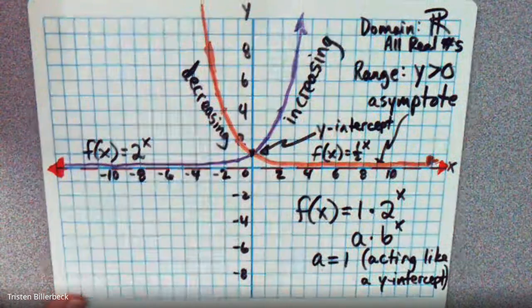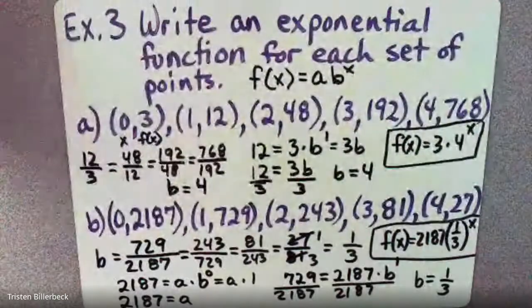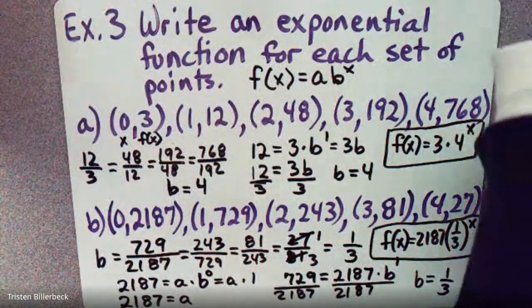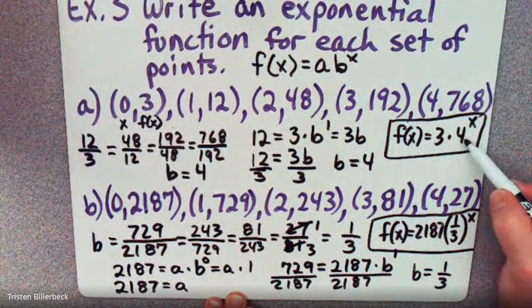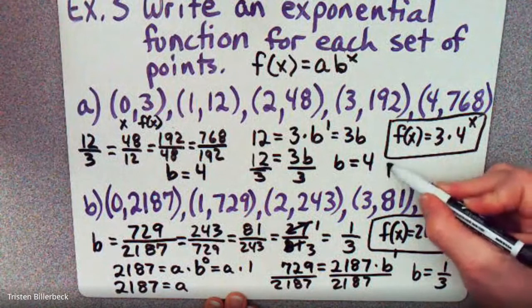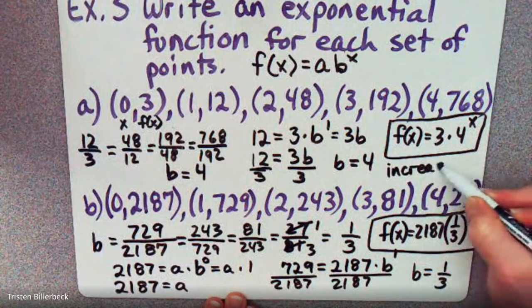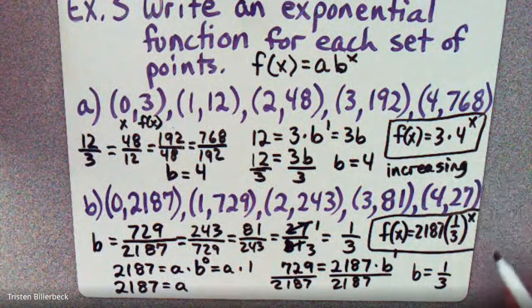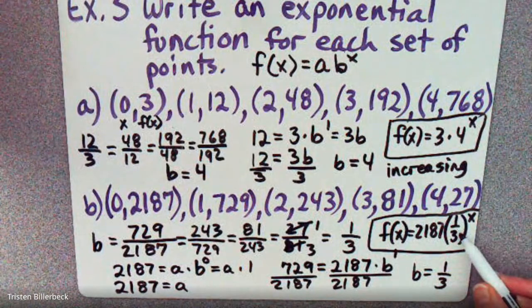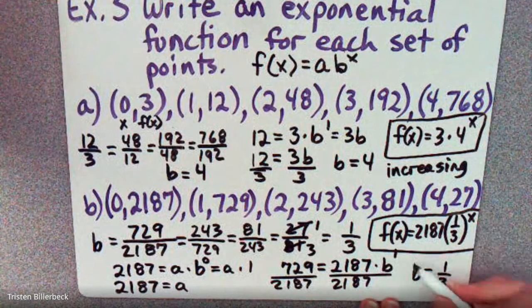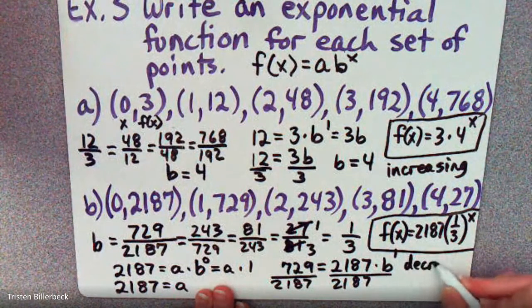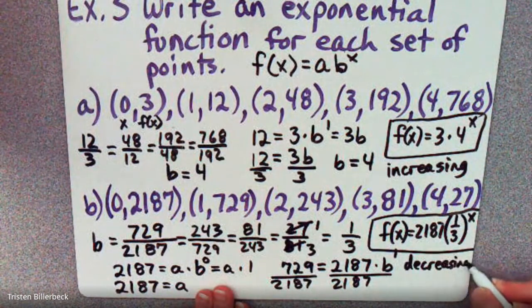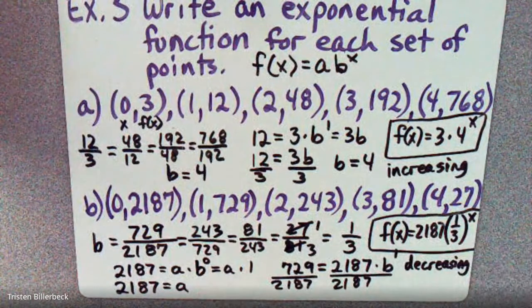So now let's take a look at this. From learning that, okay, is this an increasing or decreasing function? Well, b is greater than 1, so this is an increasing function. This one, b, is between 0 and 1, so that's a decreasing function. Decreasing. All right, so there you have it. Let's do another one here.